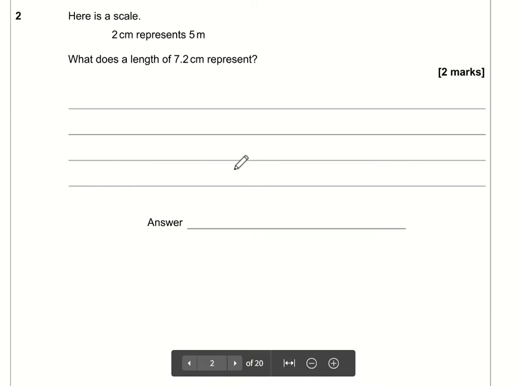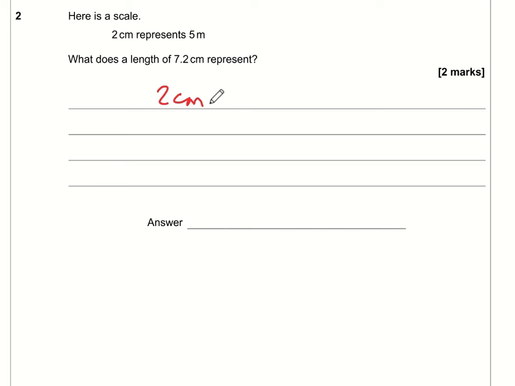So here is a scale, so we know that 2 centimetres equals 5 metres. So what does 7.2 centimetres represent? Okay, so if it was 4 centimetres, then that would be easy because 4 is double 2, so that would be double 5, so 10.